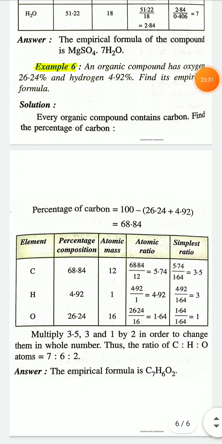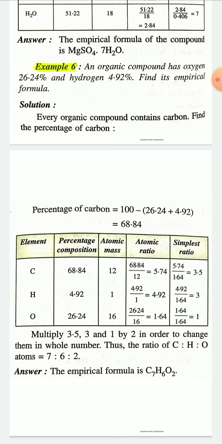Now see example 6. In this example, it is given that an organic compound has oxygen 26.24% and hydrogen 4.92%, and it is told that the compound is an organic compound. So carbon is also present. So first you have to find out the percentage of carbon.